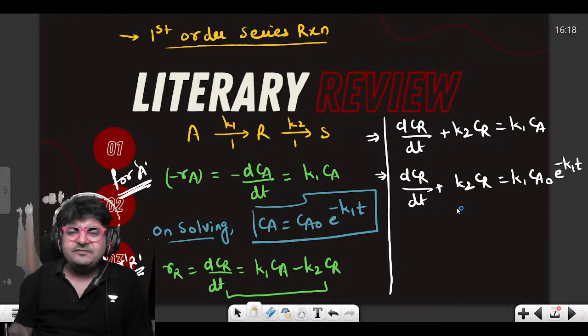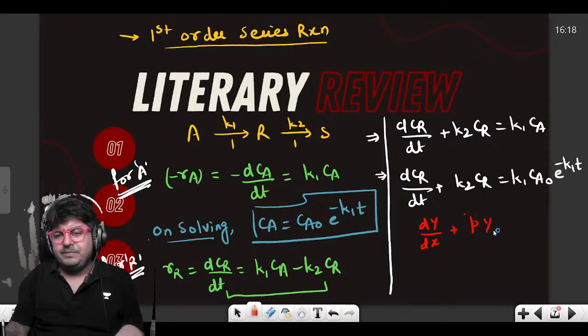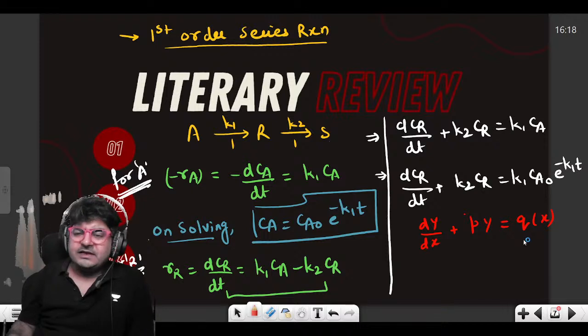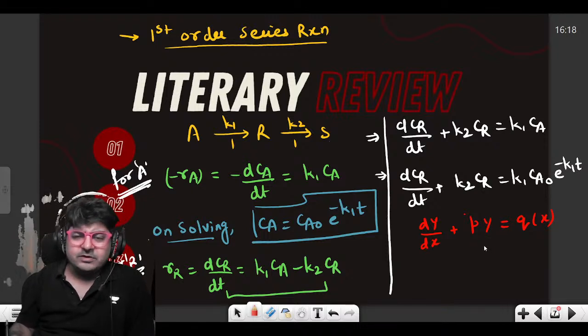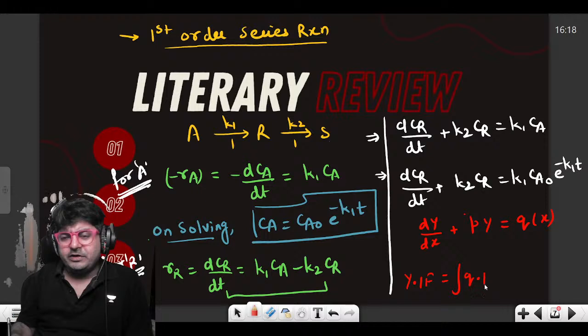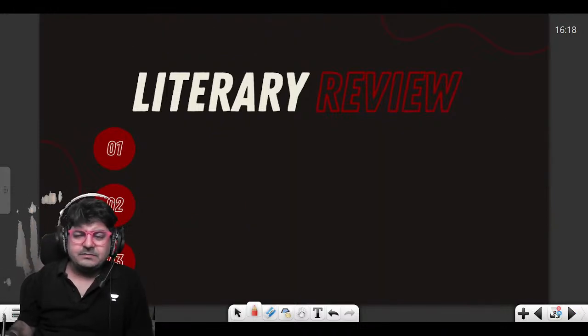Okay, so you can see this is a first order linear differential equation in the form dy over dx plus Py is equal to Q as a function of x. For such equations, you know from mathematics that the solution will be y into IF equal to the integration of Q into IF with respect to x plus C1, the integration constant. And you know how to solve such equations. IF is the integrating factor.